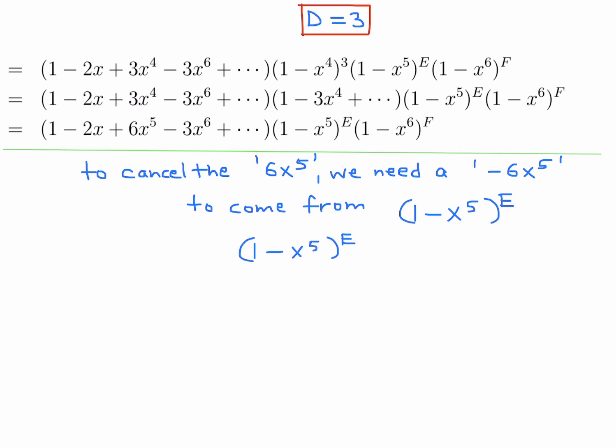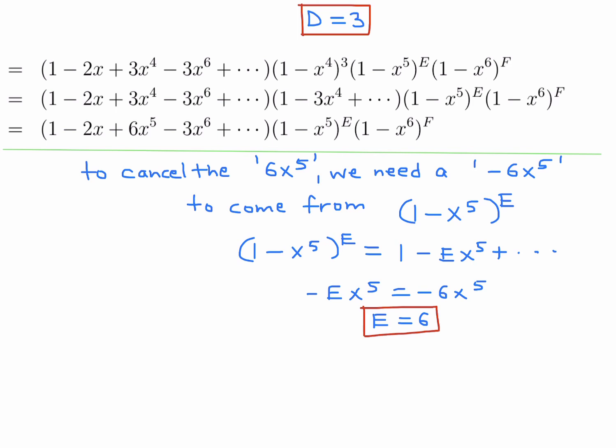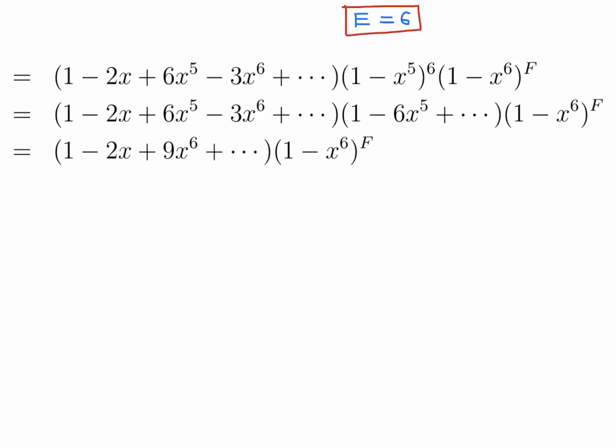And as before, we use the binomial theorem to expand this. And when you do, you get 1 minus ex to the 5th plus ... But we don't need to go any further. We just know that this has to be minus 6x to the 5. So that means minus ex to the 5 has got to be minus 6x to the 5, and therefore e is equal to 6. So I've got the second last one, and therefore as e is equal to 6, my expression now becomes equal to this. So at this point, we have just one letter remaining to solve.